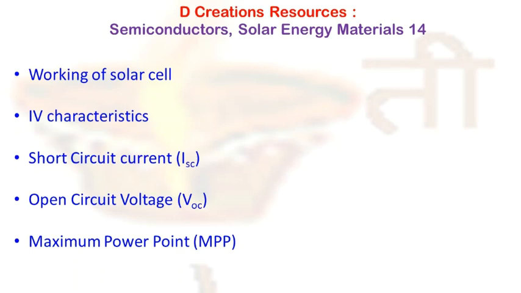Now there is also something called the maximum power point. As we know, power is the product of voltage and current. So the combination of current and voltage for which the power reaches its maximum value is called the maximum power point. The corresponding current will be IMP and the corresponding voltage will be VMP. So I maximum power, V maximum power, is the point at which the cell is generating maximum electrical power.